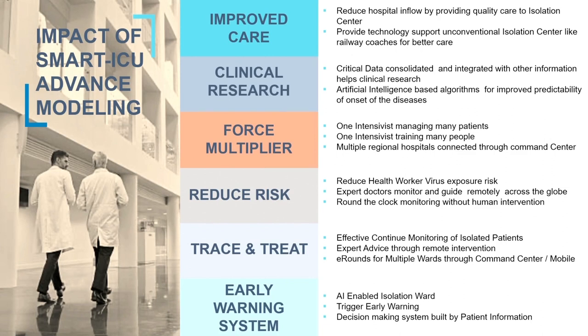All the data will help clinical research, and that helps to build better decision-making artificial intelligence algorithms. One intensivist can manage many patients. So that is a force multiplier. I'll tell you. See, if you are sitting in the ICU and the patient has hypotension, then if you are standing there, you are about to do everything, right? So you have to put in a central line, an arterial line, and intubate the patient. So for one patient, that will take at least 1 or 2 hours to settle the patient.